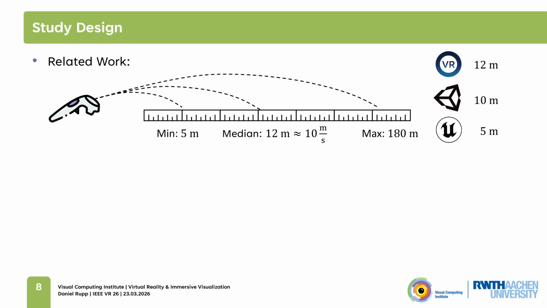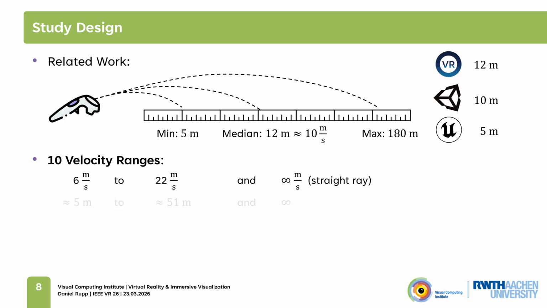In our user study, we therefore sampled 10 different velocities from 6 to 22 meters per second and a straight ray, which corresponds to the maximal reach of 5 to 51 meters or infinity in case of the straight ray, to cover most values used in related work. We also hypothesized that the selection distance is influenced by the required accuracy. So to test different accuracy requirements, participants had to teleport onto 3 differently sized platforms.